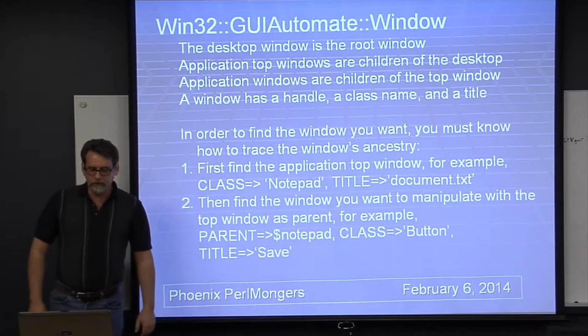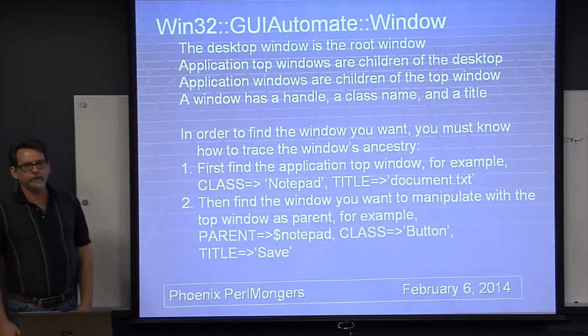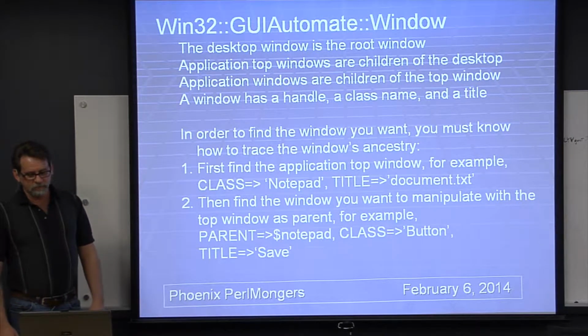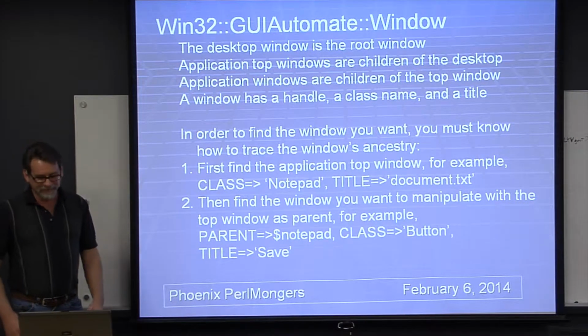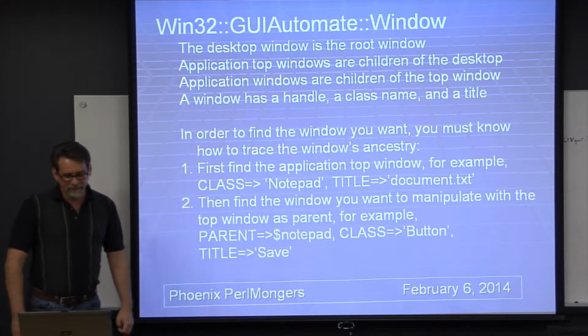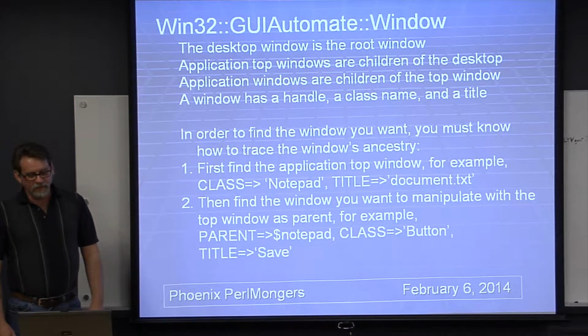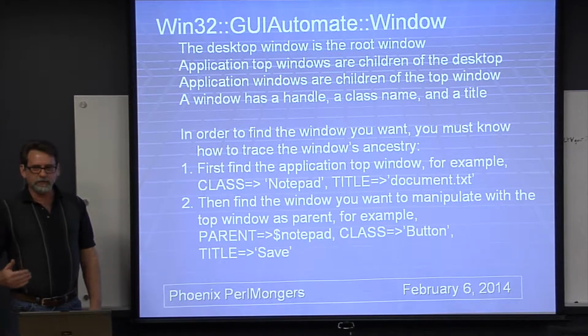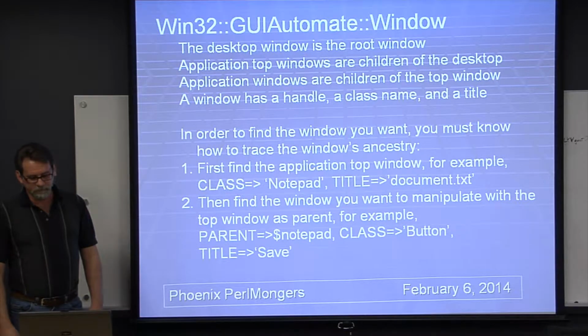Now the window class. The desktop window is the root of all windows. I was going to say the root of all evil, that almost came out. Application top windows are children of the desktop, and then all the controls underneath those windows are children of the application windows. A window has a handle, a class name, and a title, and that's basically what we use to find the window you're looking for.